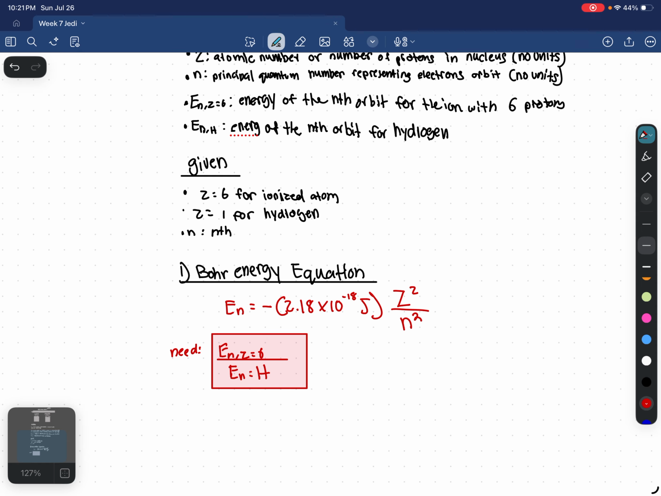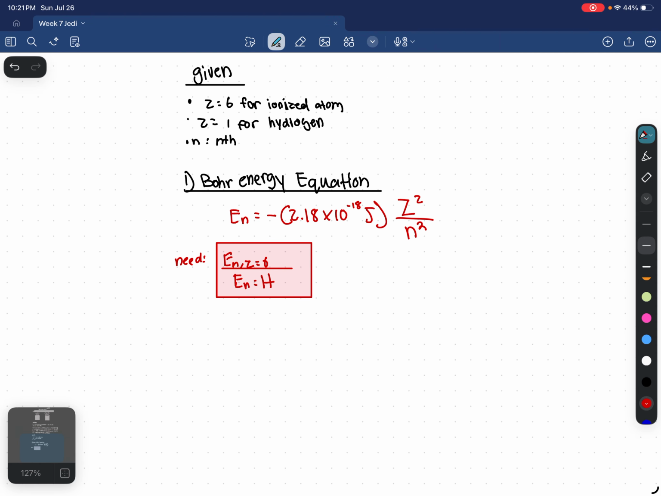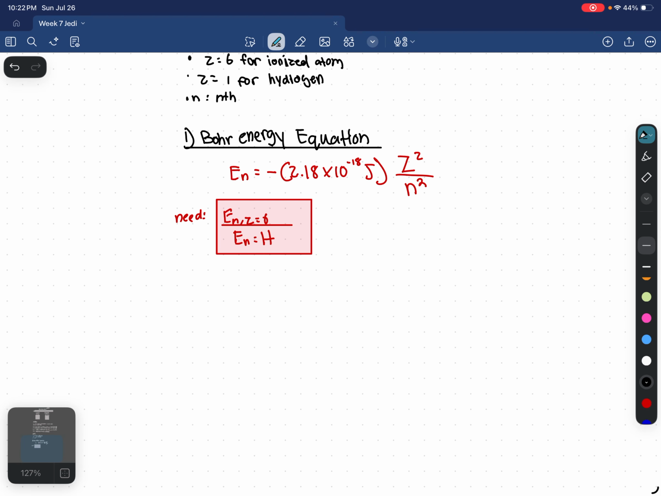So we're going to write the energy of the ionized atom. Now that we have this equation, we're going to use it for the ionized atom and for the hydrogen. So let's start with the energy of the ionized atom.